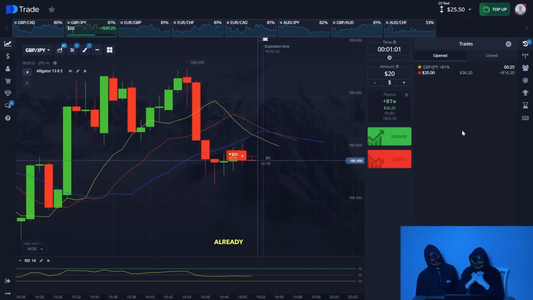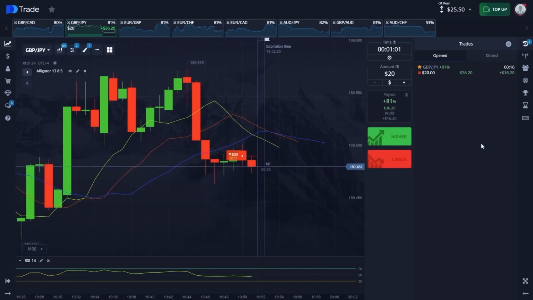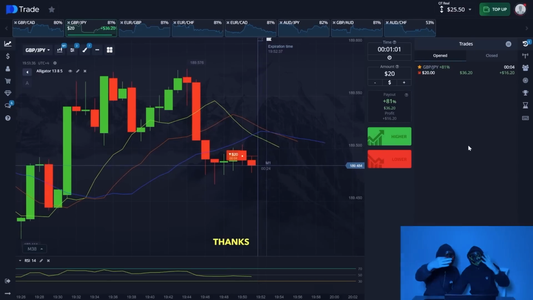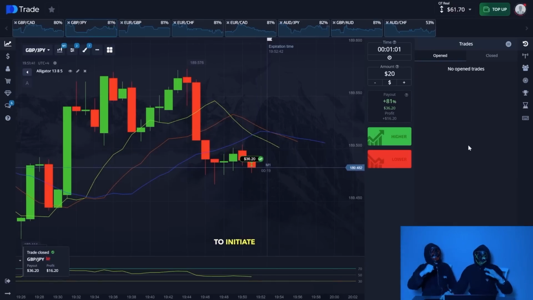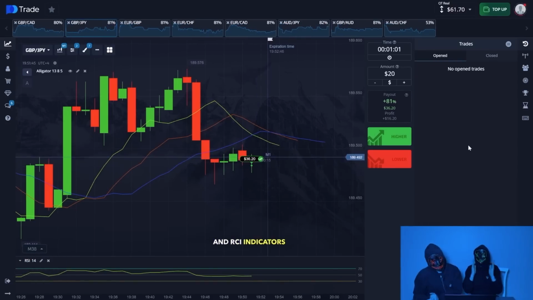Half a minute has already passed, and we can see the chart bouncing off the moving average and moving downward. 4, 3, 2, 1 second, and great! The trade successfully closes in profit thanks to our trade analysis. And we will continue to initiate trades based on our alligator and RCI indicators.